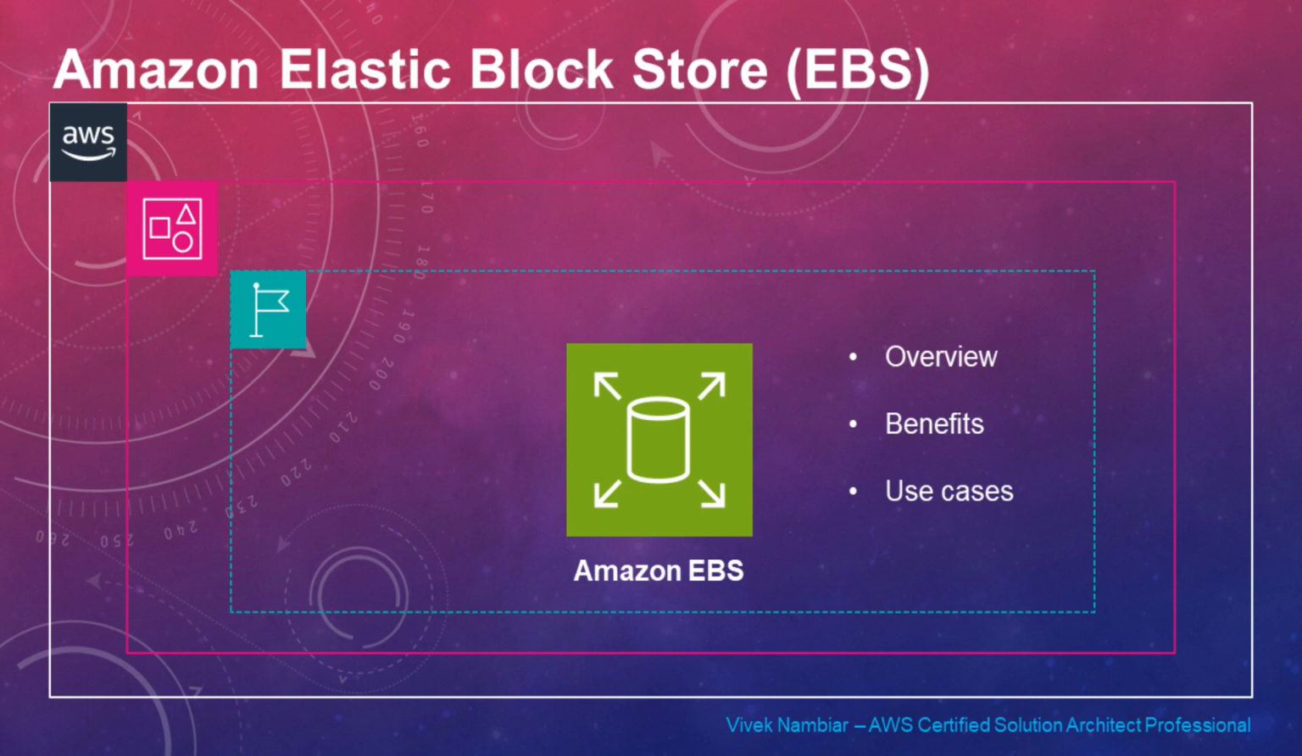Provisioned IOPS SSD volumes, IO1 and IO2, are designed to meet the needs of IO-intensive workloads that are sensitive to storage performance and consistency. They provide a consistent IOPS rate that you specify when you create the volume. This enables you to predictably scale to tens of thousands of IOPS per instance. Additionally, IO2 volumes provide the highest levels of volume durability.